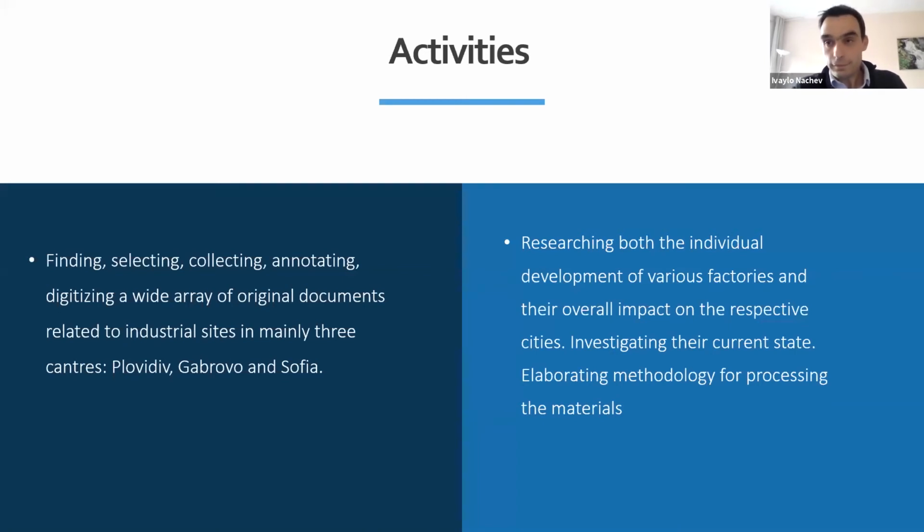Some more about the activities of the current project. So we focus on archival documents and on archival data, and our idea is to find, select, collect, annotate, and digitize a wide array of original documents related to industrial sites in the country. Actually, last year before the COVID crisis, we were planning to focus on 3 places in the country, namely Plovdiv, Gabrovo, and the capital.